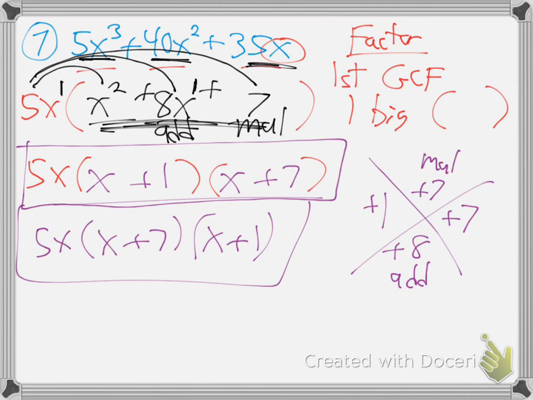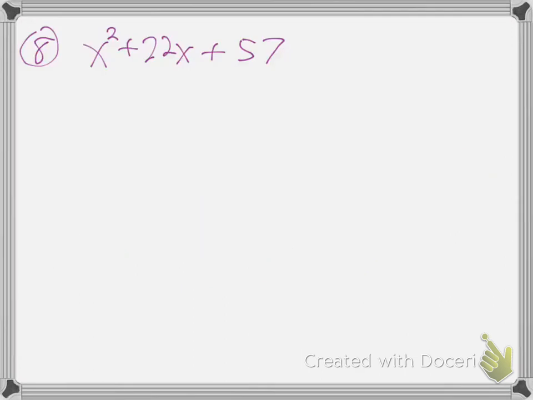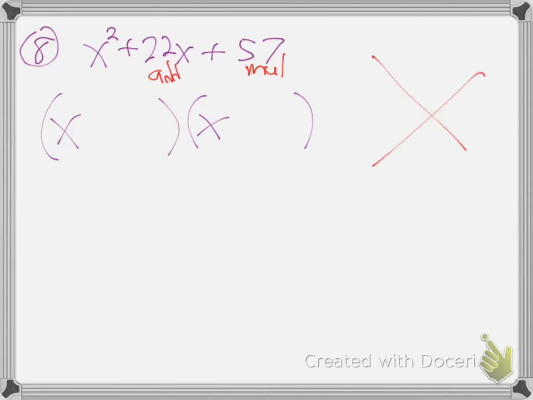Good? All right, let's try that one now. See what you can do. Right, so we know we're going to do the 2 parentheses, x is in the front. You're looking for 2 numbers that multiply to be 57, add to be 22. Don't say the answer out loud. Let's give everybody a chance here.